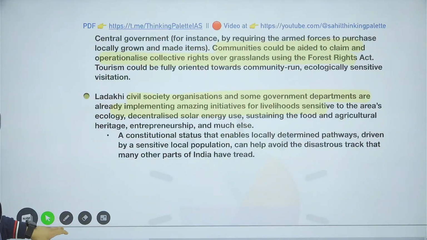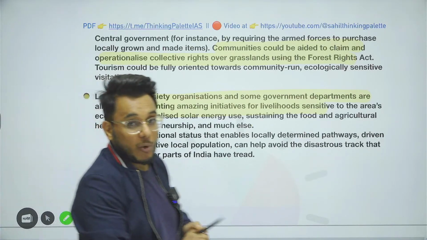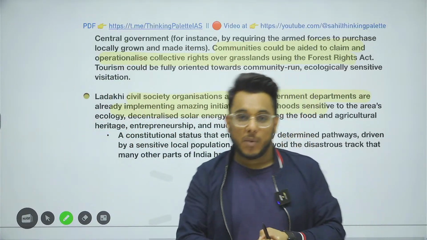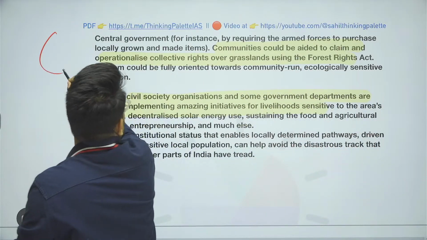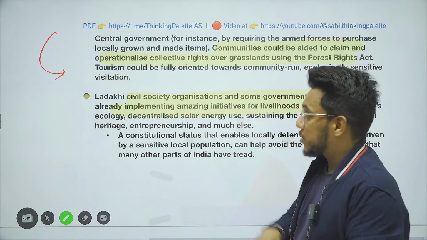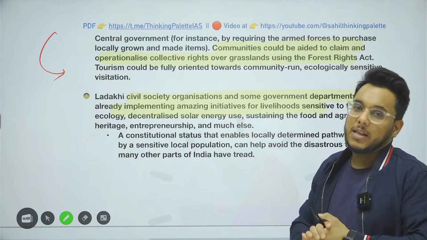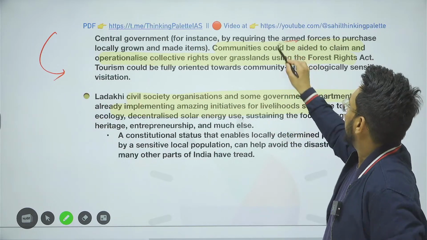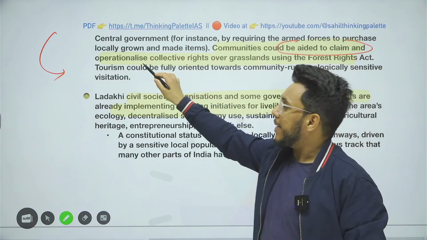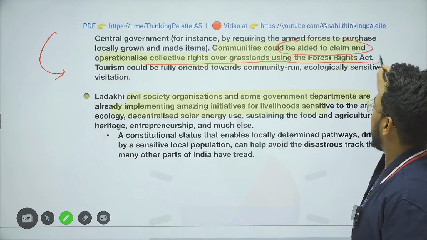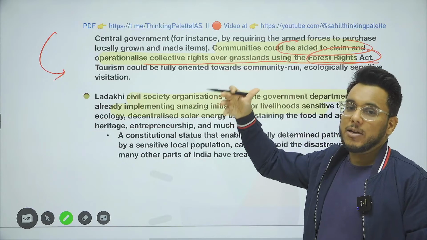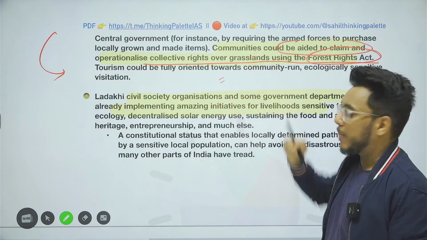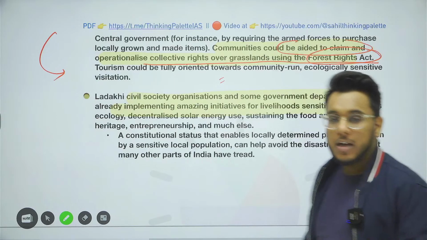Okay. Now here it has been provided that the government needs to consider the claim of Ladakhi people that they want protection under the 6th Schedule. Moreover, the central government should also focus on building confidence-building measures with the people of Ladakh. Communities could be aided to claim and operationalize the Forest Rights Act. So under the Forest Rights Act, 4 hectares of land is given to the people.